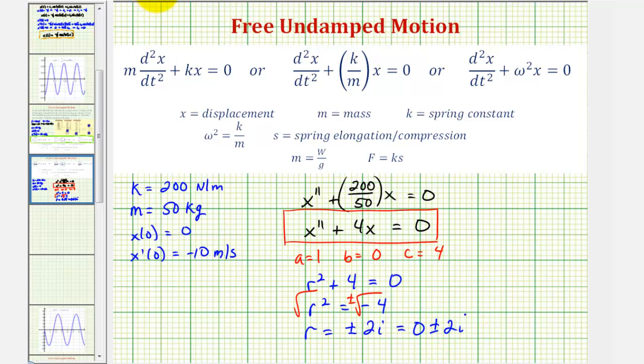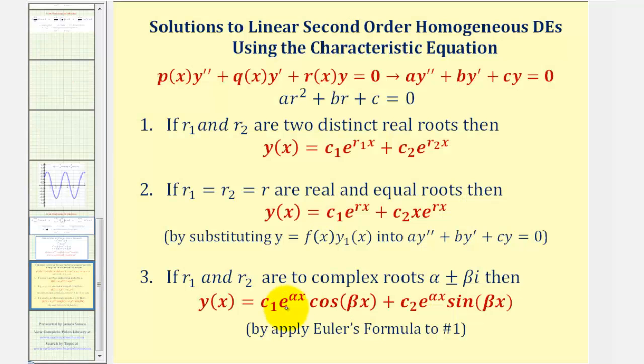Referring back to our notes for a moment, this would be in the form of alpha plus or minus beta i. So alpha is 0 and beta is 2. And since alpha is 0, we'd have e to the 0 here, which is 1, as well as here. So we'll just have c sub 1 cosine 2t plus c sub 2 sine 2t. Again, this would be e to the 0, which would give us 1.